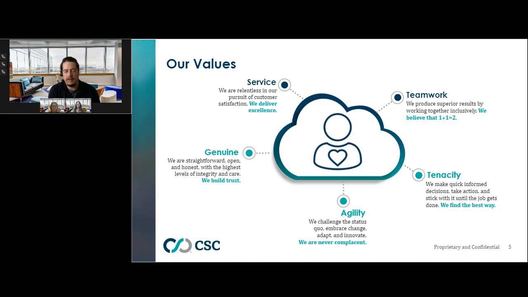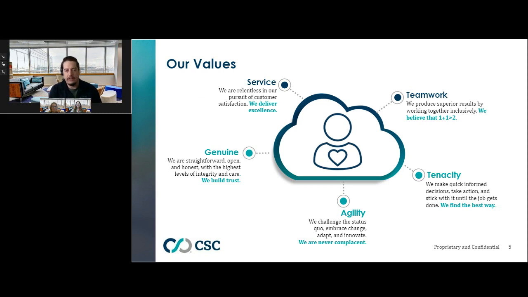Agility. I think we have really found out how agile we can be over the last couple of years, given the pandemic and a lot of the changes in the world, and the changes to the recruitment marketplace and what that looks like. We embrace change. We are never happy with the status quo. We always want to adapt, look for ways to get better. We're never complacent. We're always trying to innovate and look for that next opportunity.